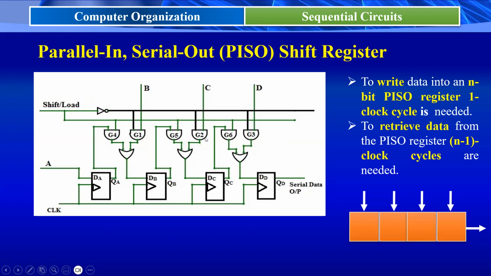So if you observe in this entire process, to write the data into this PISO register, I need only one clock cycle. Simultaneously, these flip-flops can accept all these A, B, C, D inputs. That happens in only one clock cycle. But to retrieve data from this, we need n-1 clock cycles, because this bit is readily available for us. For accessing this, we do not need any clock cycles. But to retrieve data from this, I need 3 more clock cycles. In the generalized case, I need n-1 clock cycles.